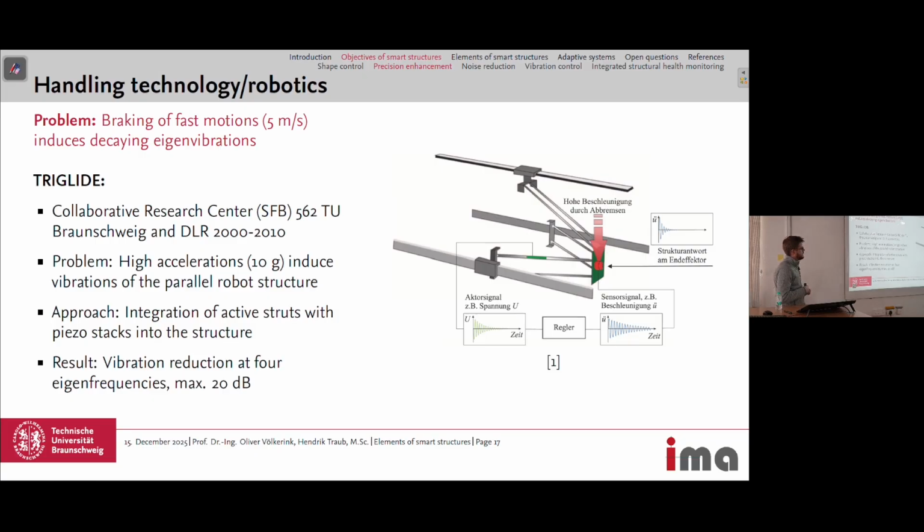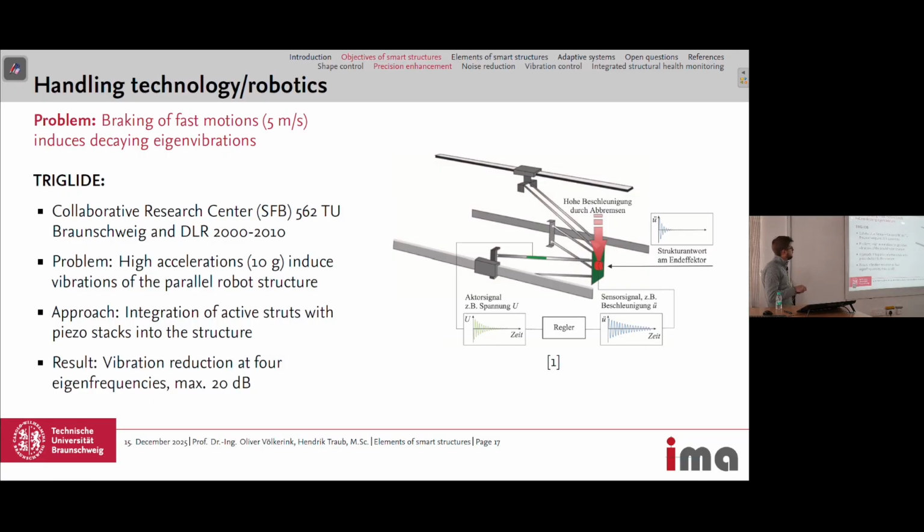Then the next field is precision enhancement, which could also be, let's say, sorted under vibration control. It's in handling technologies or robotics. Here is the challenge: in parallel robotics, like this robot, where the manipulator is here in front, you have fast movements, and if you stop these movements and brake, you have vibrations at this place, which decreases the precision of the parallel robot.